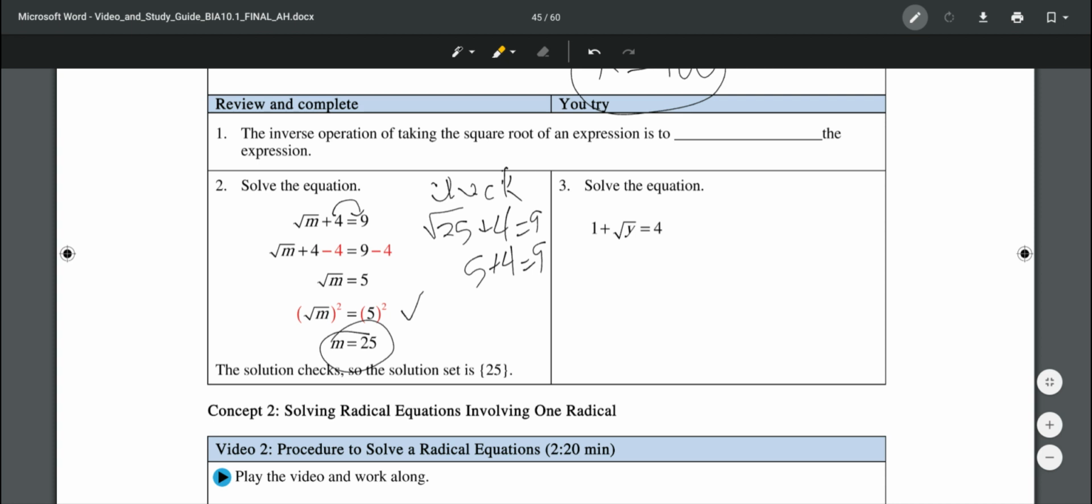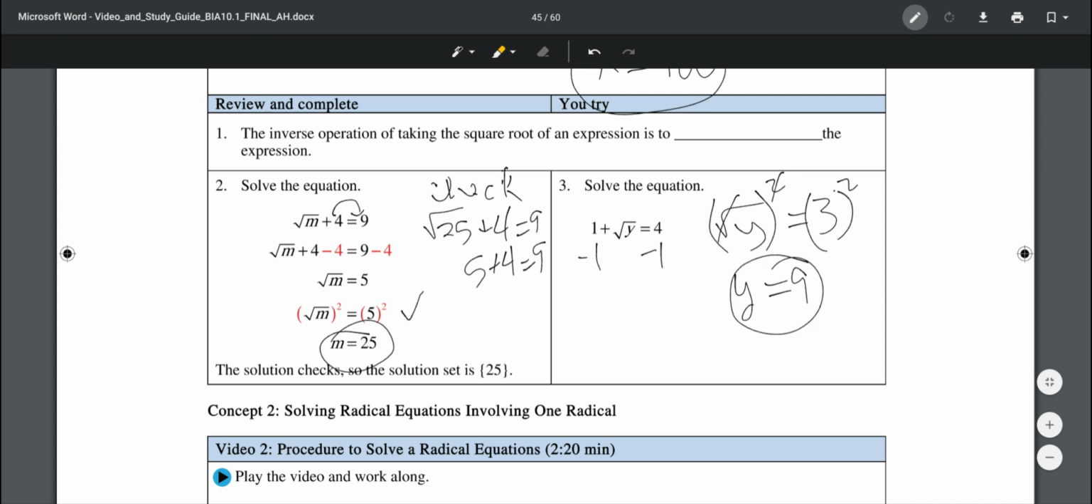In example 3, I need to isolate my radical, so I'm going to subtract 1. That gives me square root of y equals 3. I'm going to square both sides to get rid of the radical. That square knocks the square root out, and I end up with y equals 9. That's what I think my answer is. So when I check my answer, I have 1 plus square root of 9 should give me 4, and 1 plus 3 does indeed give me 4, so my answer checks.